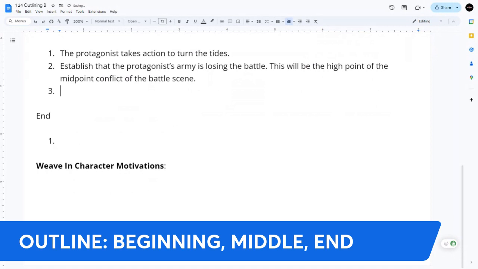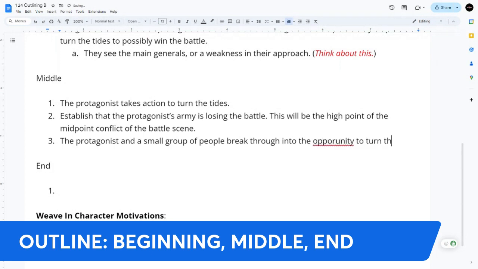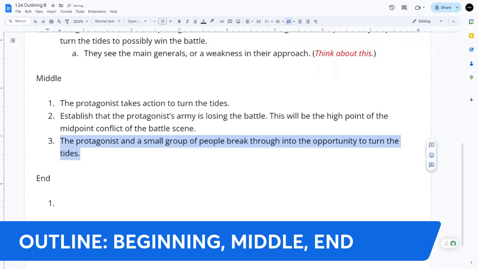Oh, wait. We got to add one more thing to the middle. The protagonist and a small group of people break through into the opportunity to turn the tides. Now, again, I don't know what that is, but I know that the plot is that will happen. The story is how it will unfold through the character's emotional experience. So that could be anything. I mean, that's the fun part about writing, right?